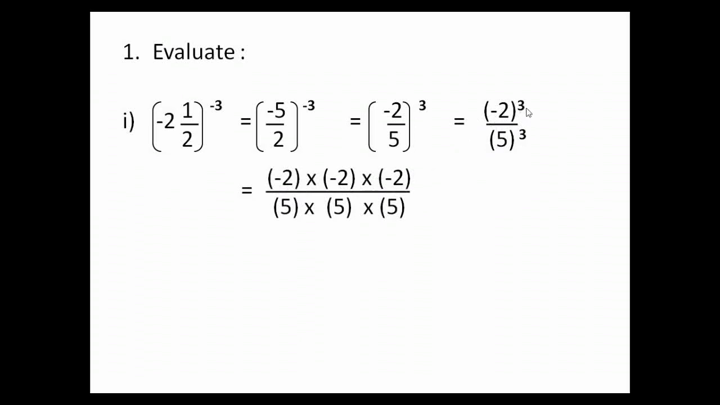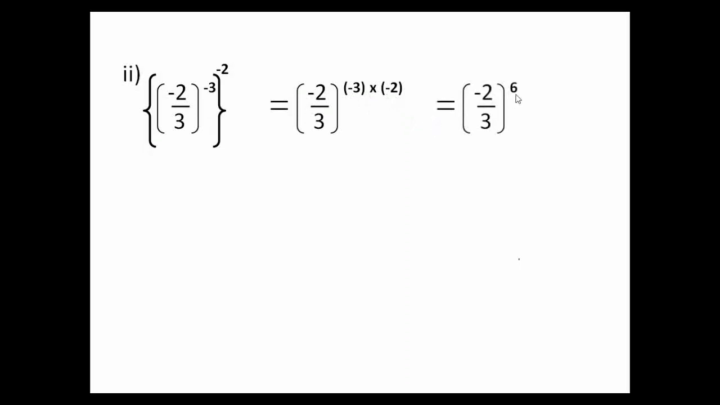So when the base is negative and if the power is an odd integer or an odd number, then the sign will remain negative. So here (-2) multiplied by (-2) multiplied by (-2) will result in -8, and 5 multiplied by 5 into 5 will give us 125. So it will become -8 by 125.